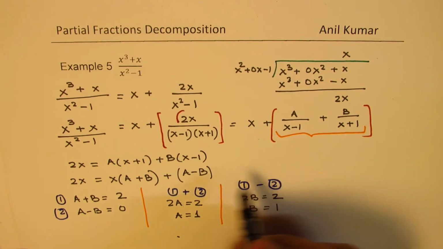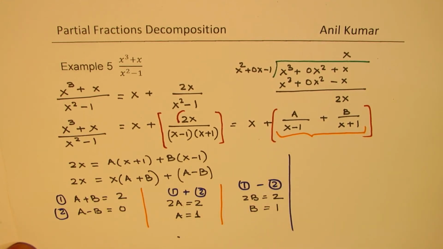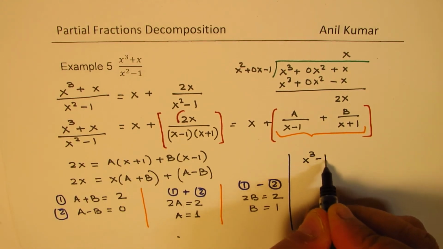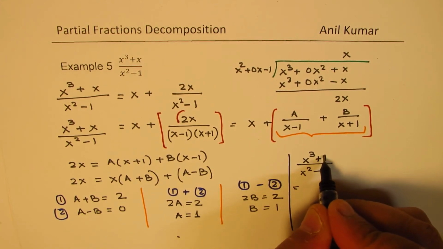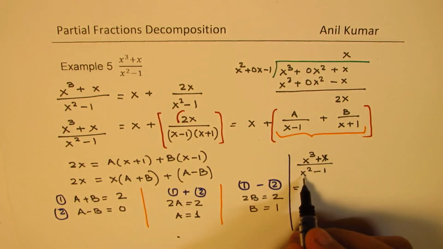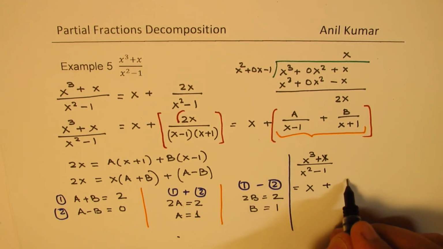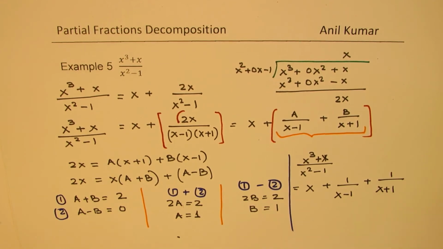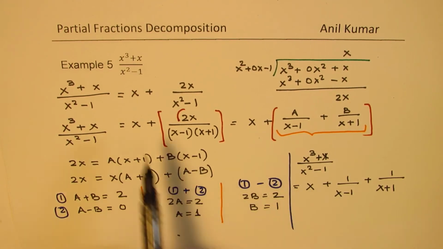And therefore, we could write our fraction, I should say the rational function. So now we can write our rational function (x cubed minus 1) over (x squared minus 1) as equal to x, the value of a is 1, plus 1 over (x minus 1) plus 1 over (x plus 1). Is that clear to you? So that is how you can do partial fractions decomposition for this particular function, which has linear factors.